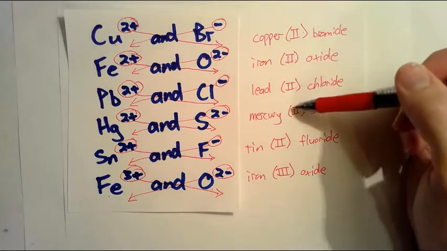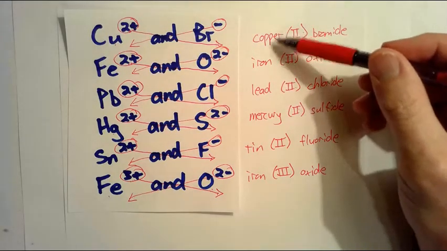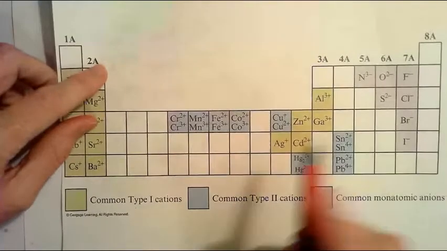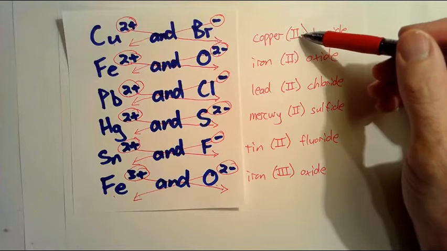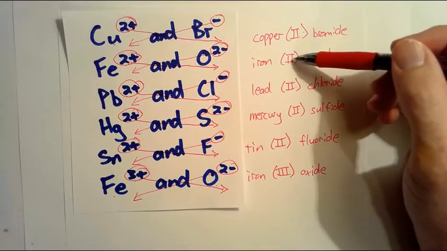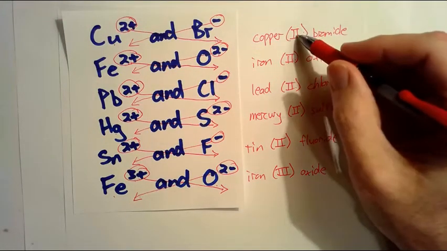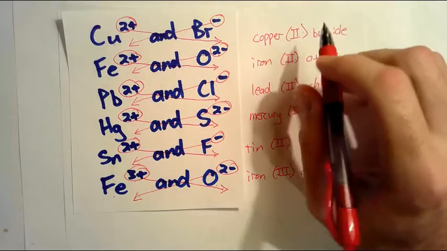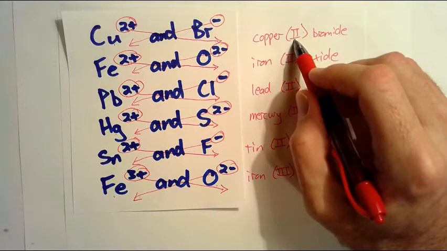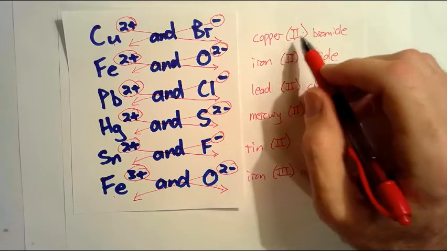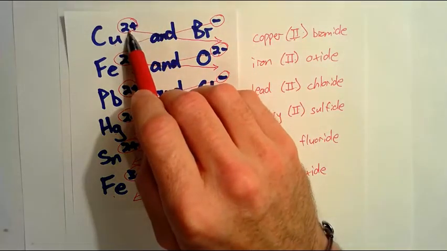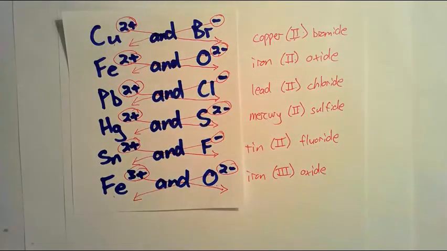Each one of these transition metals can have several different oxidation states, so we have to distinguish which oxidation state it is. That's how we are able to distinguish in word form. Just to reiterate, the Roman numeral 2 does not mean that there are two coppers. It just means that there is a 2 plus oxidation state.